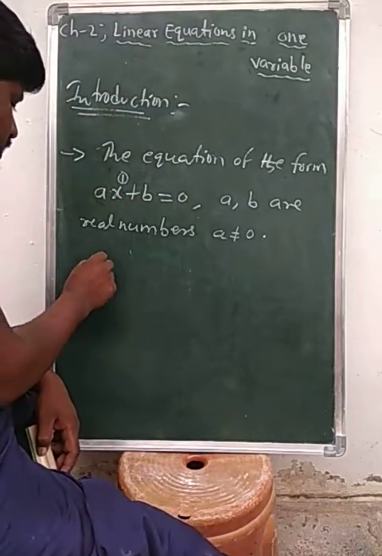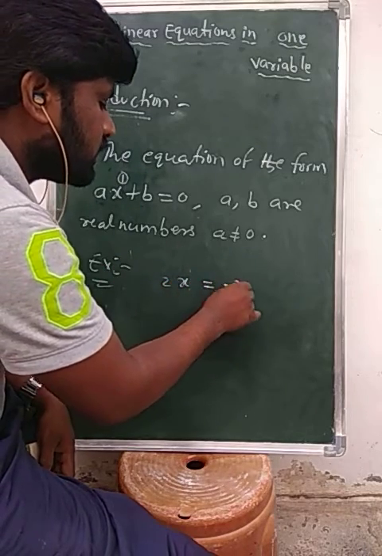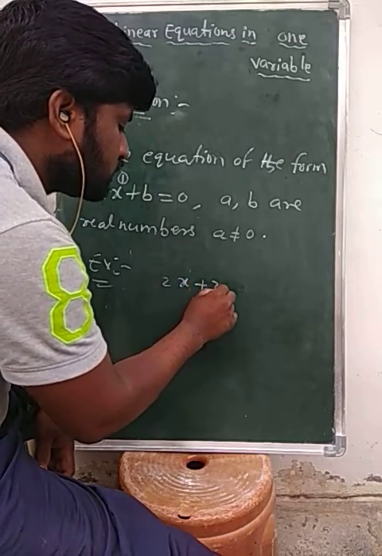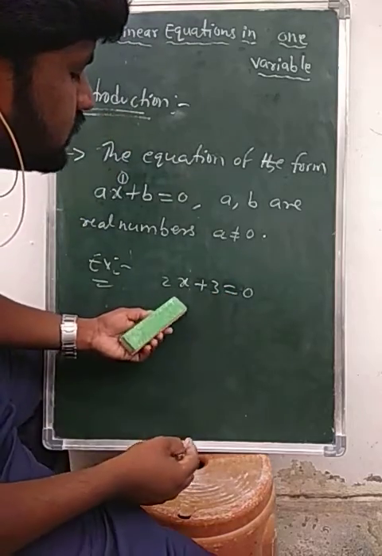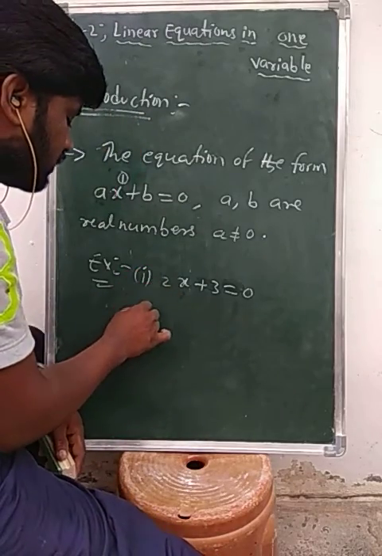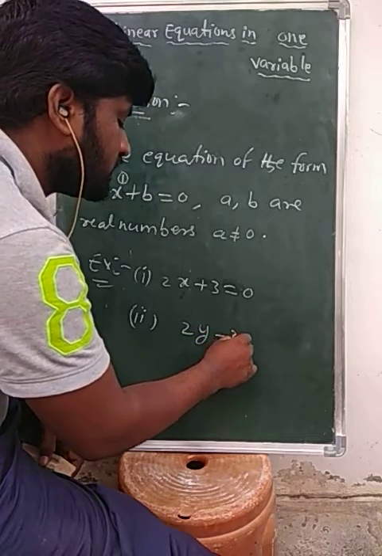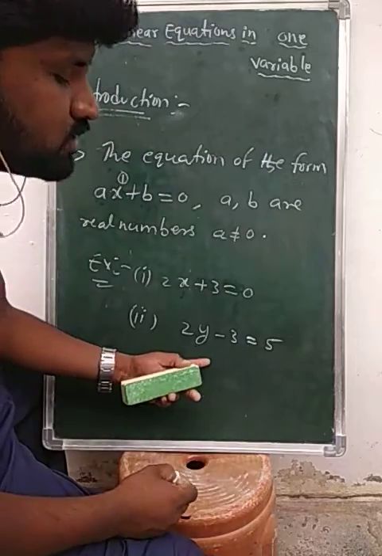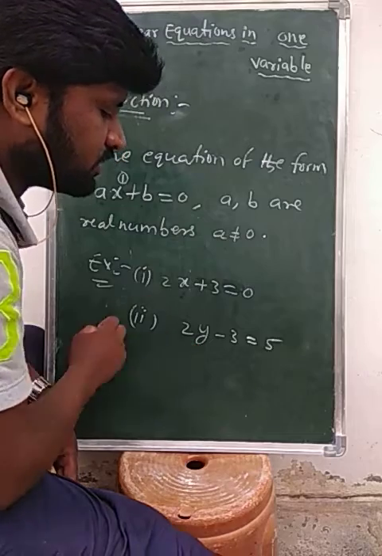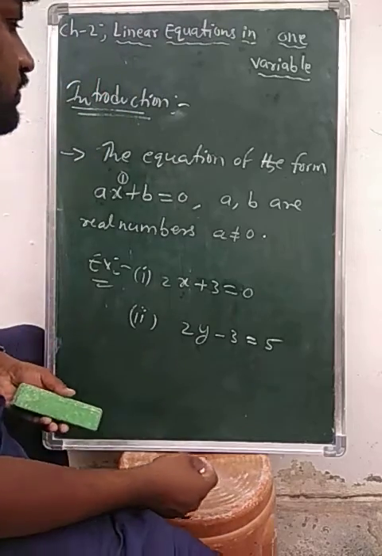Now I am writing some examples here. 2x is equal to minus 3, or 2x plus 3 is equal to 0. It is a linear equation with one variable. What is the variable here? That is x. And one more, 2y minus 3 is equal to 5. It is also a linear equation with one variable only, because here the variable is y. So these are examples of a linear equation with one variable.